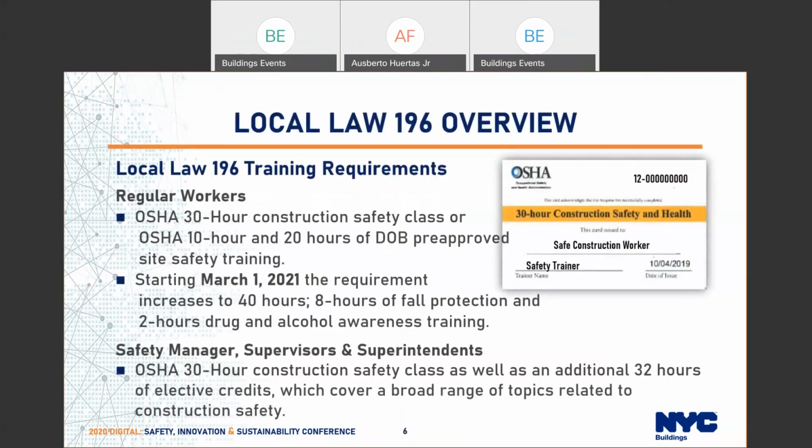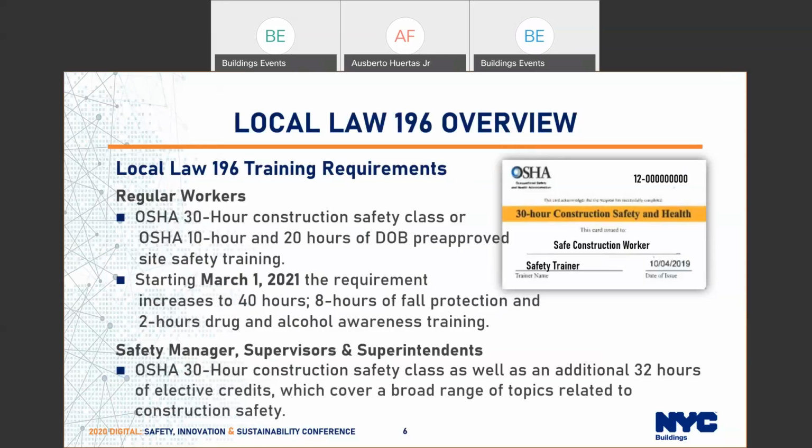Due to increased numbers of incidents in recent years, Local Law 196 of 2017 has been implemented. This law requires construction workers to have 30 hours of approved OSHA training to work on a construction site, or have 10-hour OSHA training, 20 hours of approved Department of Building Safety training as well. Please keep in mind, starting on March 1st of 2021, those requirements will be increased to 40 hours.